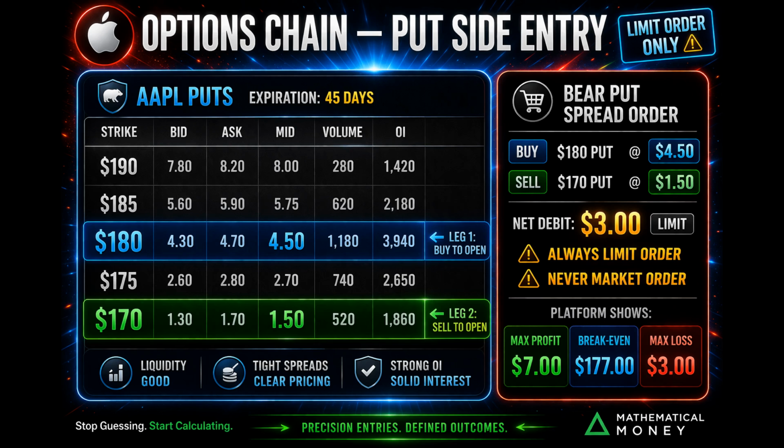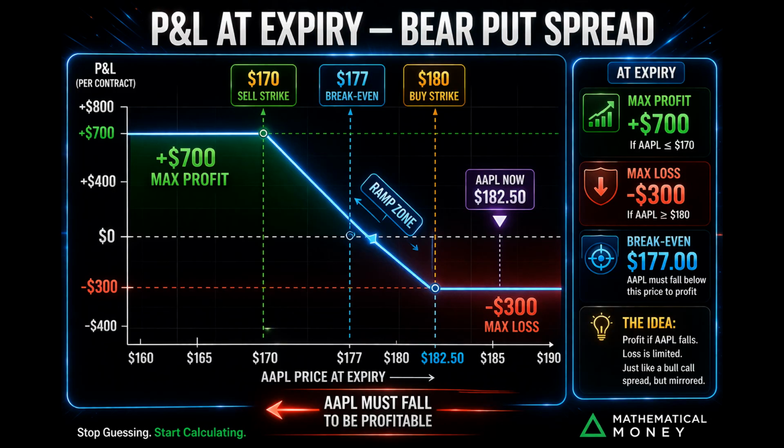Net debit, $300 per contract. Maximum profit, $10 width minus $3 debit equals $700 per contract. Maximum loss, the debit paid, $300. Break even at expiry, 180 minus 3 equals $177. Apple needs to fall $5.50 from its current price of $182.50 to reach break even. That is a 3% move to the downside. Maximum profit is $700 per contract.